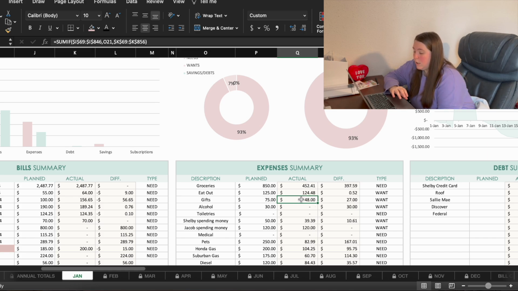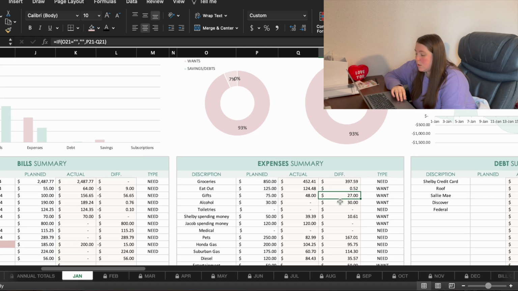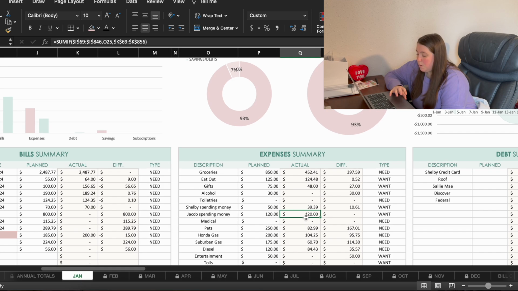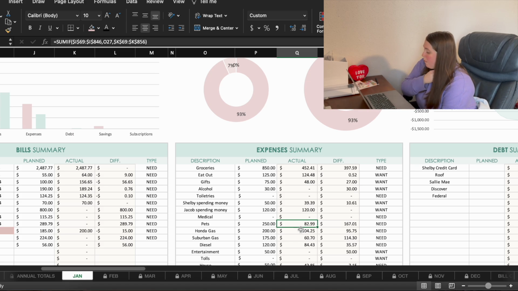And then we're doing good on gifts, and I actually don't even think that I have anything else I need to buy this month gift-wise, which is nice. So hopefully I can take this $27 and either put it somewhere else or throw it into Debt Snowball. And then alcohol, we haven't purchased anything yet. Toiletries, I've spent about $40. Jacob's got his cash that he gets at the beginning of the month, so that's always there. No medicals come up. The pets are kind of right around track.